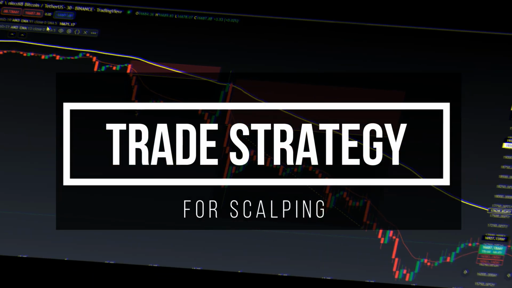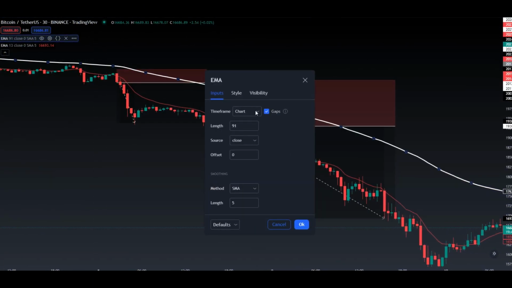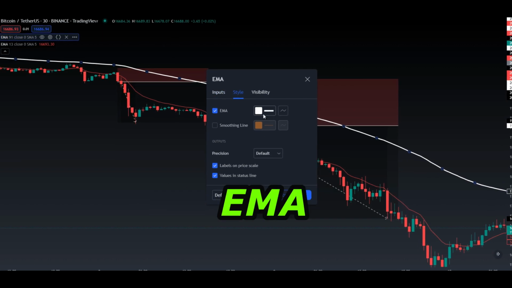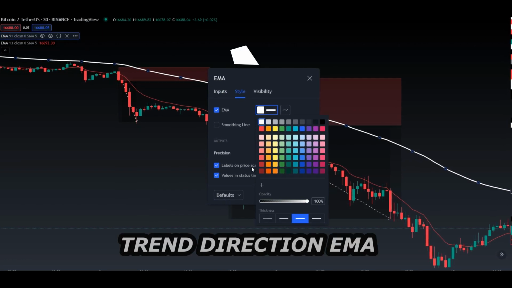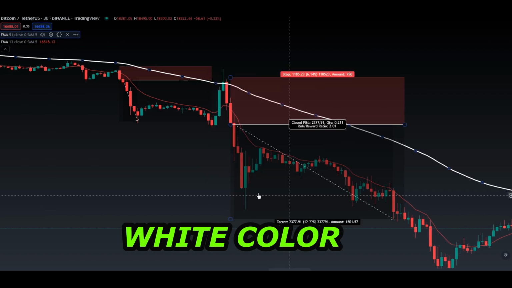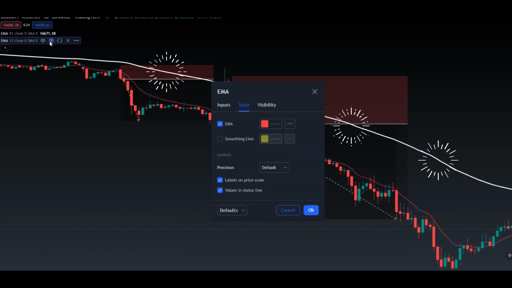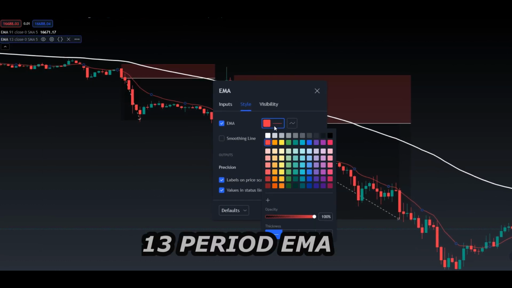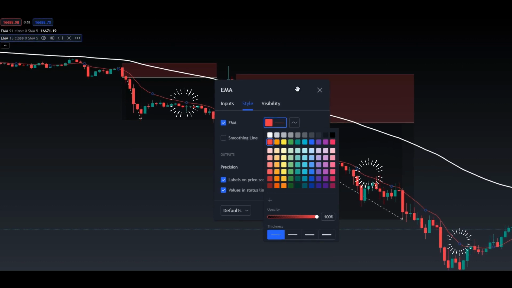So this is our strategy. We are using two EMAs on a 1 minute time frame. The first EMA, the white line, is 91. You can call it the trend direction EMA. I kept this in a white color and slightly thick for easy chart reading. The next EMA is 13 and it is in red color. This is our signal EMA and this is our entry setup.